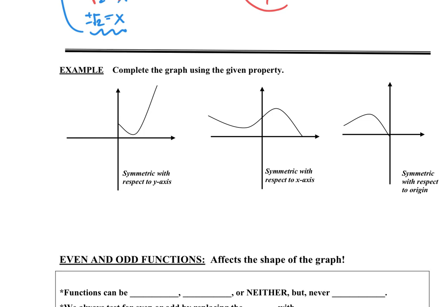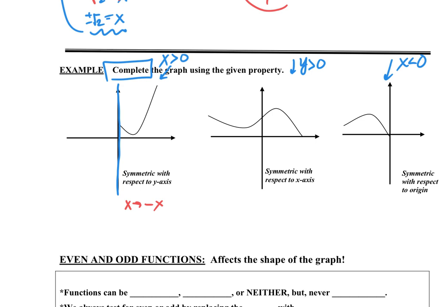Okay, then complete the graph. So what we're basically saying here is that I'm only giving you part of the graph. I'm basically giving you the part of the graph maybe where just my x is greater than 0, or over here I'm giving you where the y is greater than 0, or here I'm giving you where the x is less than 0. So I'm only giving you a part of the graph. And I'm saying, what would it look like if I finished the graph using the correct symmetry? So the first one says symmetric with respect to the y-axis.